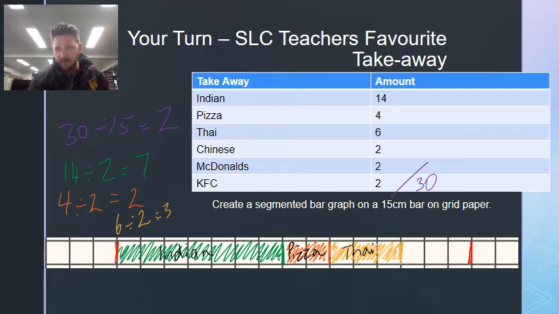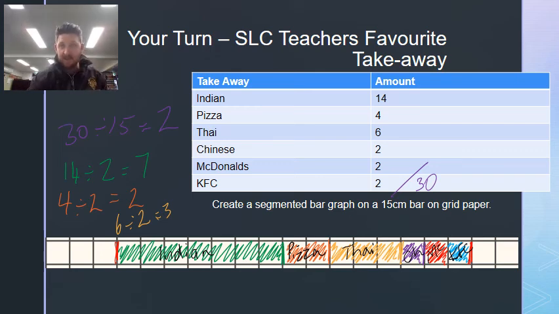And I'm going to do my last ones. Now I know straight away that the last ones are only 2, so that would mean that I can colour 1 square in for each. So 1 square for Chinese, 1 square for McDonald's, and 1 square for KFC. Now I've got to make sure I label those as well. I'm going to just put CH for Chinese, MC for McDonald's, and KFC, which I know you guys love.